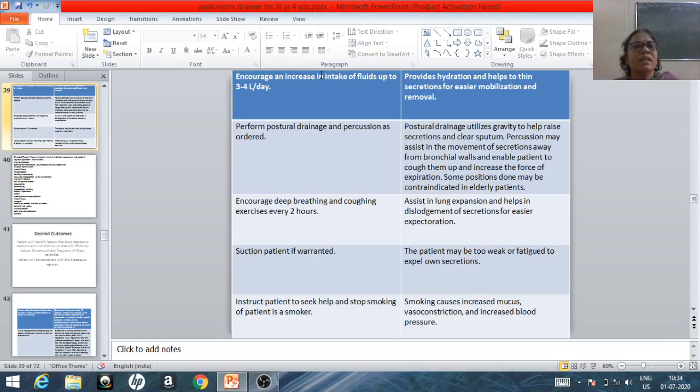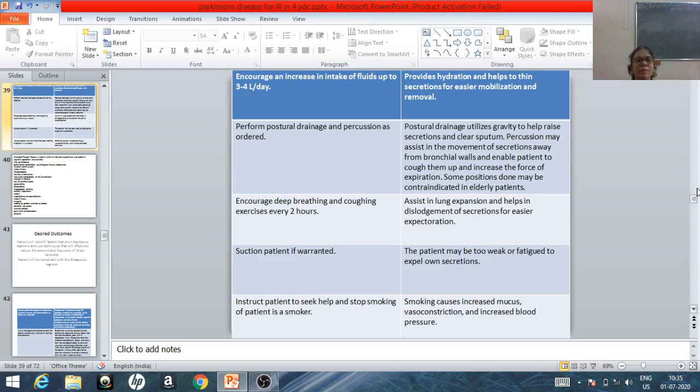So encourage an increase in intake of fluids up to 3 to 4 liters per day, which provides hydration and helps to thin the secretions for easier mobilization and removal. Perform postural drainage and percussion as ordered. Postural drainage utilizes gravity to help to raise secretions and clear the sputum. Percussion may assist in the movement of secretions away from bronchial walls and enable patient to cough them up and increase the force of expiration.